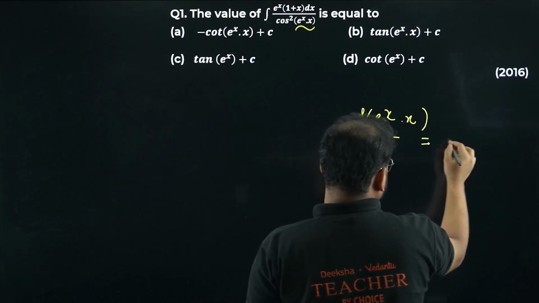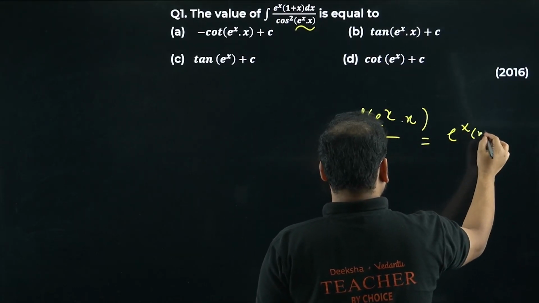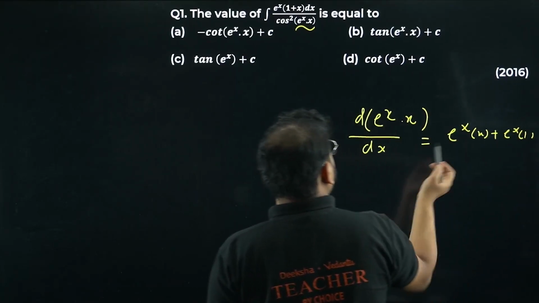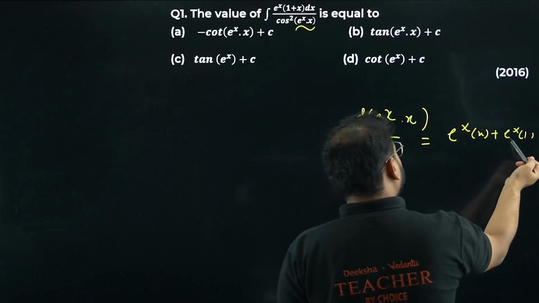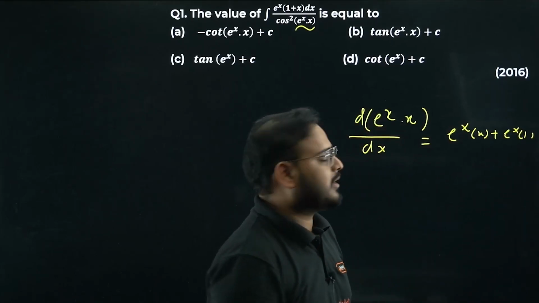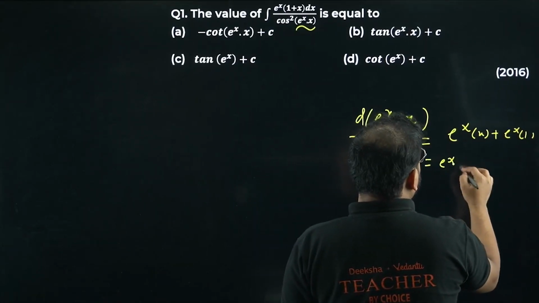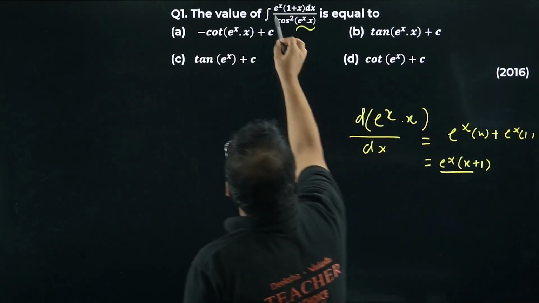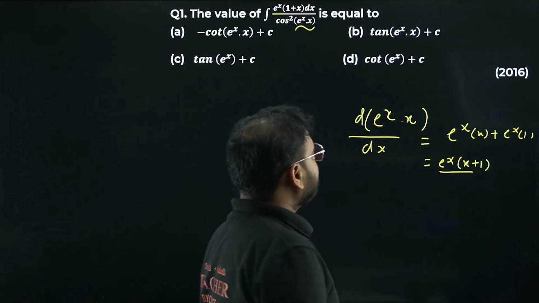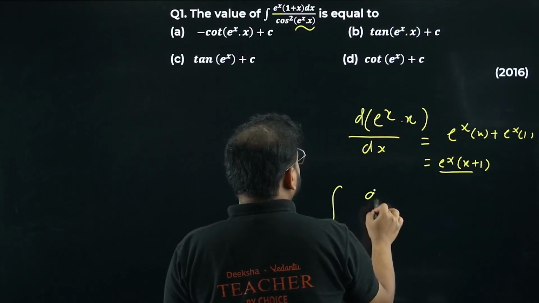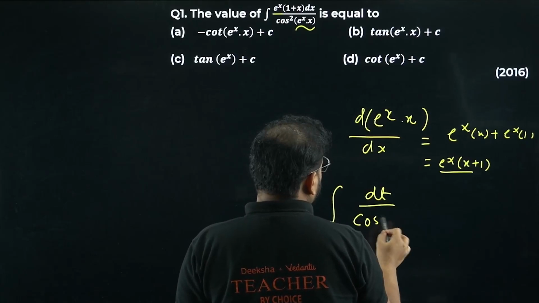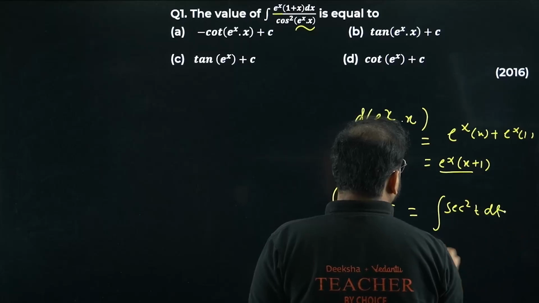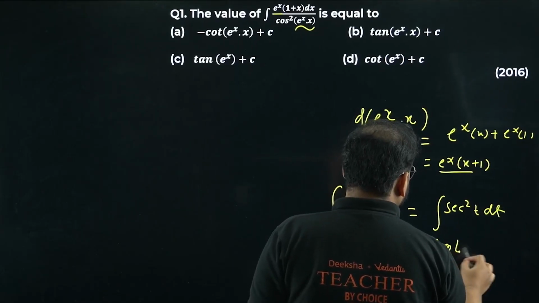you're going to get e power x x plus e power x 1. Because you're going to differentiate e power x, keeping x as it is, and then keeping e power x as it is, and the derivative of x is 1. So you can take e power x common, and you'll have x plus 1 over here. You can check here, this part is there in the numerator. It means I can simply write this integration as dt upon cos square t, which will become sec square t dt. Hence the answer will be tan t plus c.